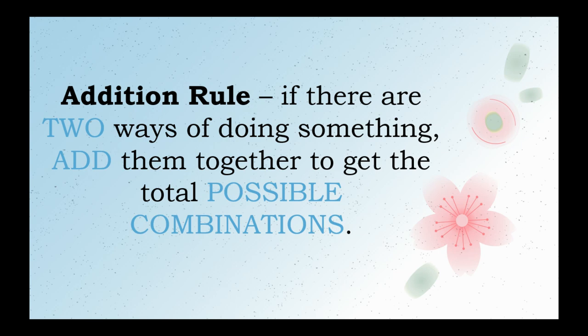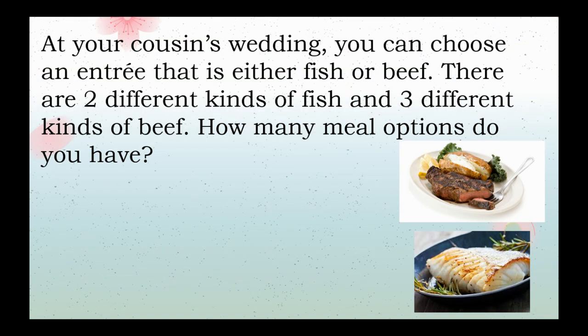This one probably makes even more sense, just because if you think about it. For example, here's a situation. You're at your cousin's wedding, and you can choose an entree that's either fish or beef. There's 2 different kinds of fish and 3 different kinds of beef. How many meal options do you have? 5, right? That just makes sense. You have 2 different fishes, 3 different beefs. You have 5 different meal options, and you're going to pick one.